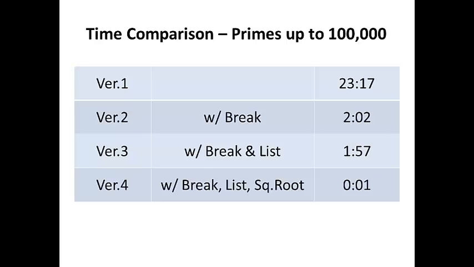In version 4, we used the square root to cut off the number of calculations we were doing, and this brought our runtime all the way down to about 1 second. So with some smart program enhancements, but not a lot of code, we were able to reduce the runtime from 23 minutes down to about 1 second.